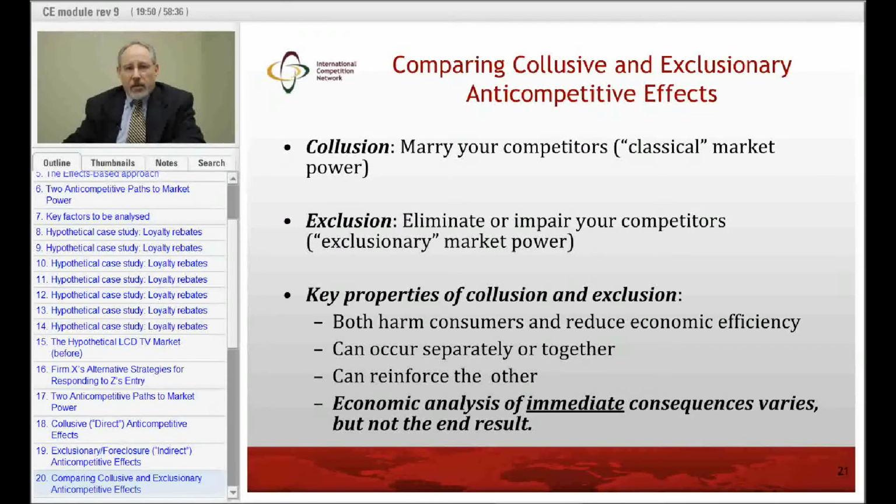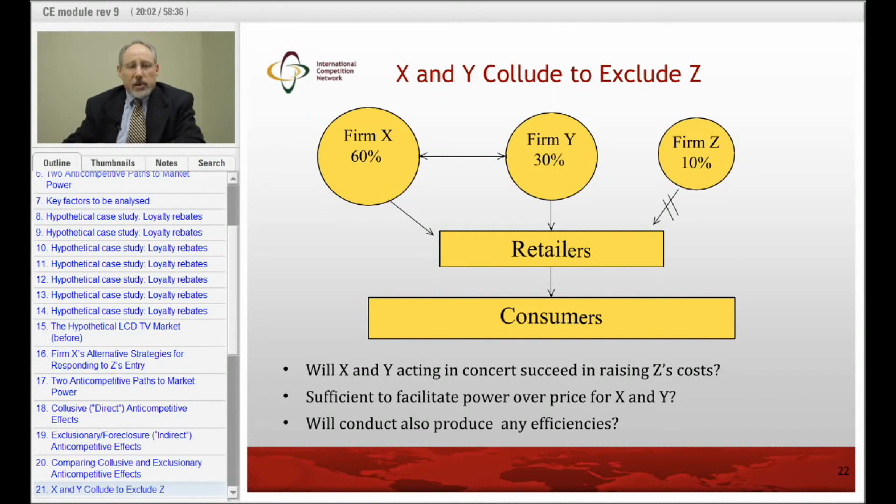Let's now look at what X and Y seem to be proposing. They seem to want to collude together, but the goal of the collusion is to exclude Z, as we see in our next slide. There are some important issues that the agency will want to explore.